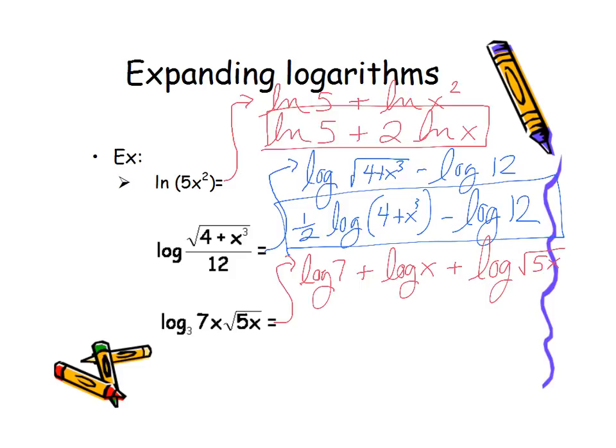In fact, just for the sake of space, I might have to do that. But I've probably lost my chance to erase. Sorry, it's kind of temperamental. So here I go. Log of 7 plus log of x, plus, put the 1/2 in front, and then I'm going to have the log, and in parentheses, 5x.